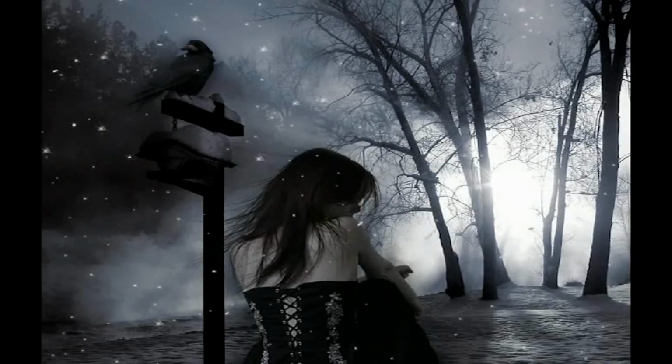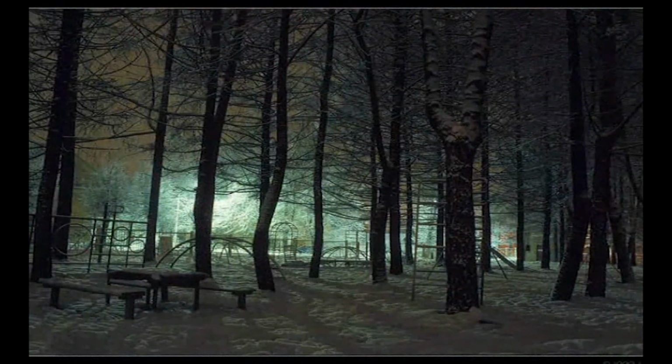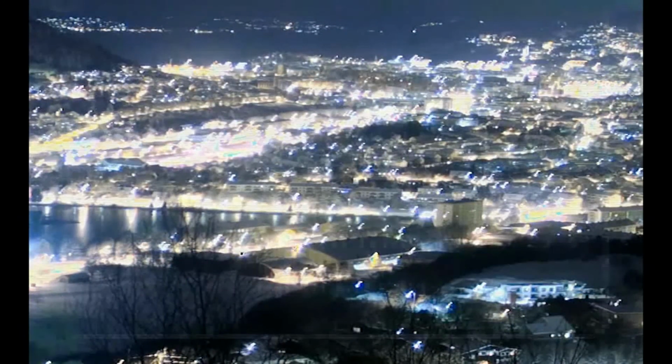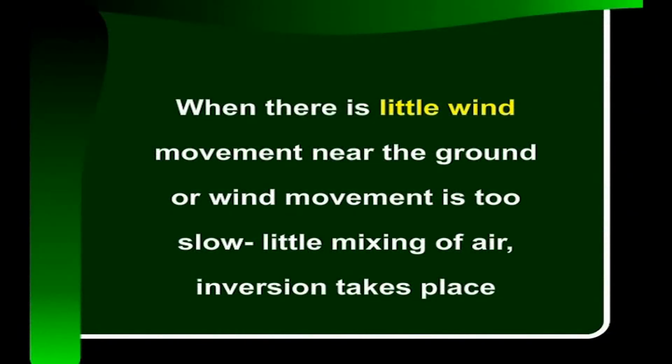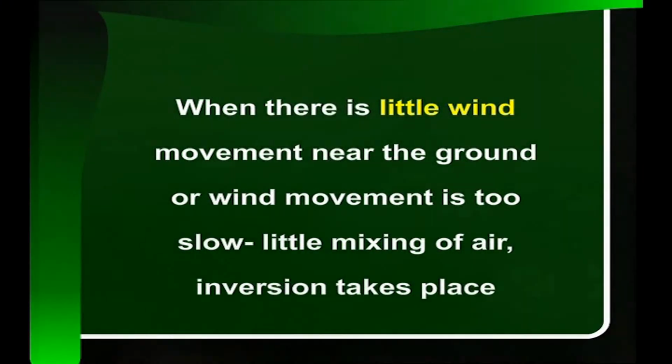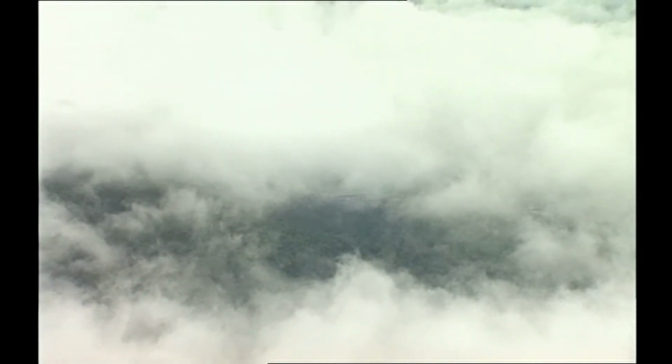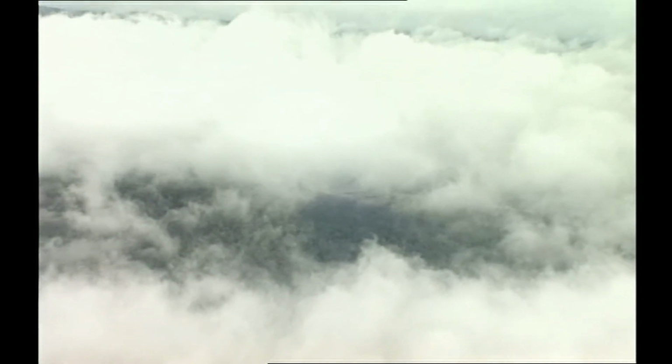Temperature inversion near the surface may be produced under the following conditions. When there are long clear winter nights, clear sky without clouds, and dry and calm air, the inversion of temperature occurs. When there is little wind movement near the ground, or wind movement is too slow, with little mixing of air, inversion takes place. In higher latitudes, in snow covered areas where solar radiation is reflected, with loss of heat, the air near the surface undergoes rapid cooling.